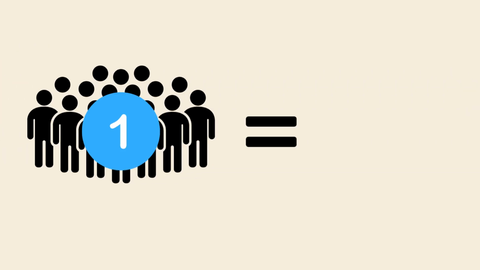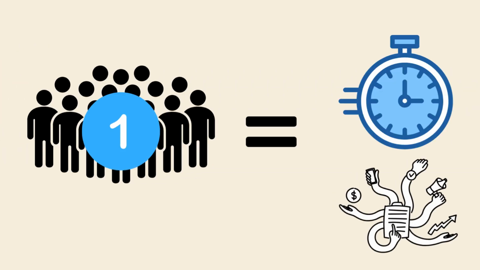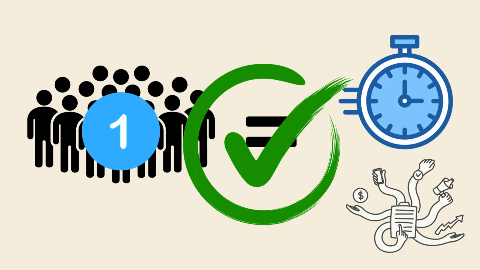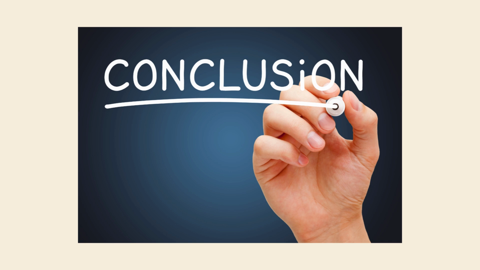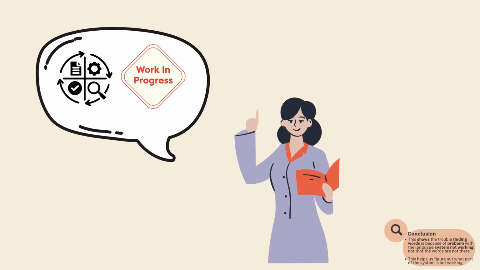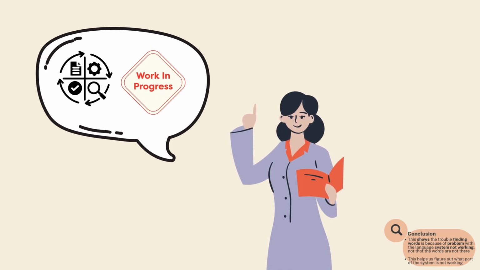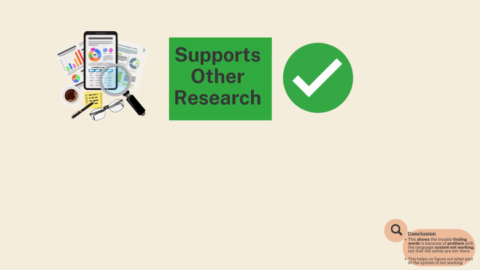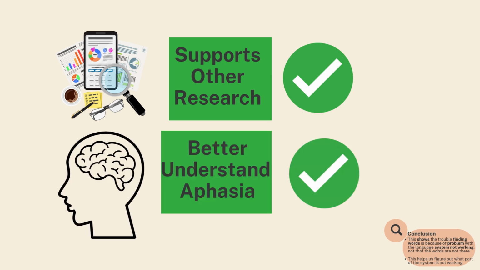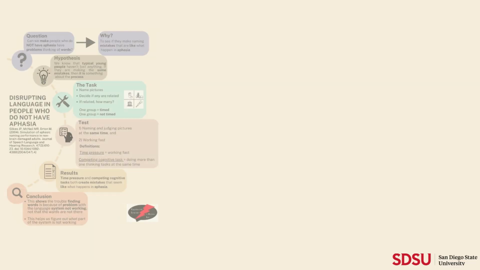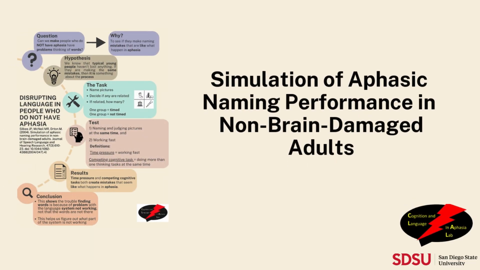Overall, having to work fast while completing a cognitive challenge can create mistakes that seem like what is happening to people with aphasia. This shows that the trouble finding words in aphasia may be because of problems with the language system not working efficiently or fast enough, not that the words are not there. This agrees with other research that has been done and helps us better understand what's happening in aphasia. The more we understand about aphasia, the more we can improve what we do to help people with aphasia improve their language skills. Thank you for your interest.